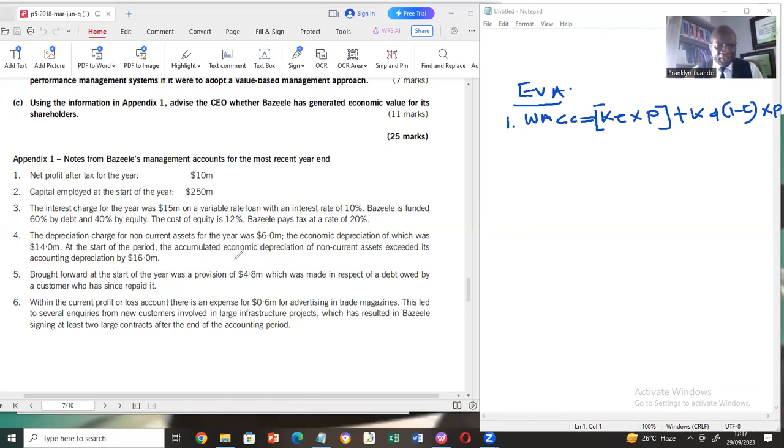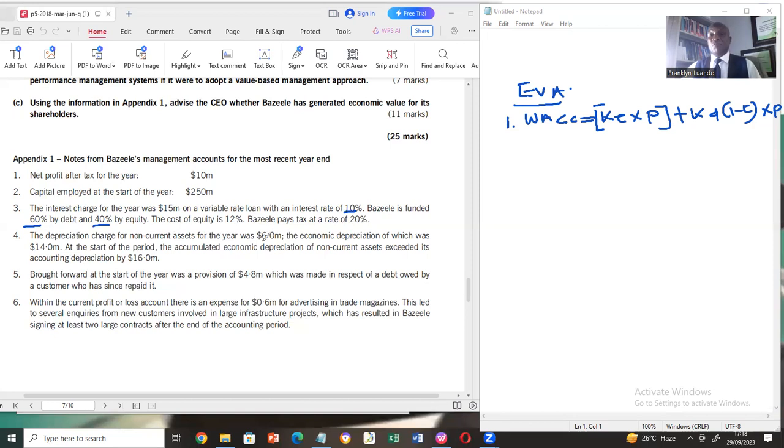Interest charge for the year was 15 million on a variable rate loan with an interest of 10%. This means this is the cost of debt. The company is funded by 60% debt and 40% equity, that is the capital structure. The cost of equity is 12%, and the company pays tax at the rate of 20%.